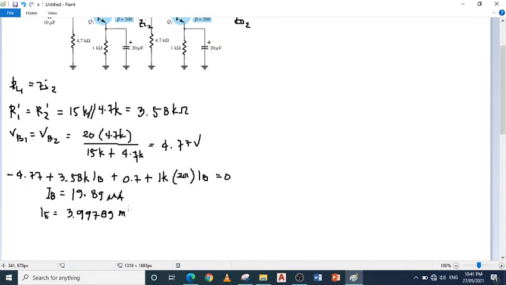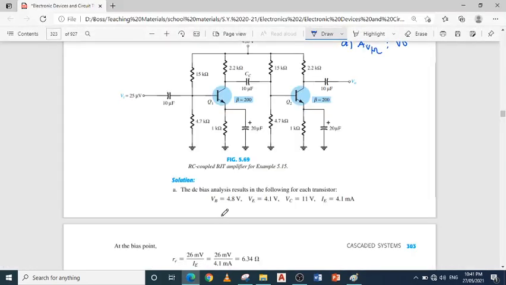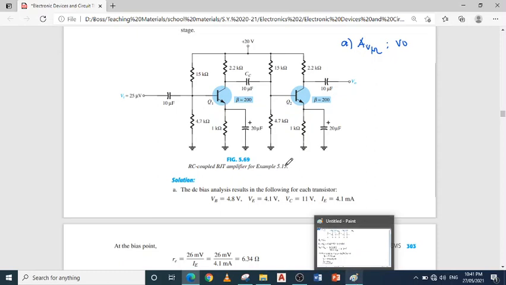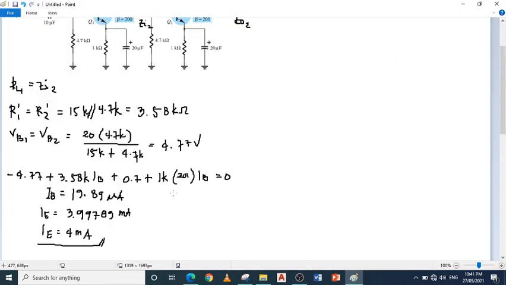3.99789 milliamperes. So approximate na lang. IE is approximately equal to 4 milliamperes. Okay, so try nga natin. Ayun, so IE is 4.01 dito. Siguro exact values ang mga ginamit niya rito, kaya ganito, okay? So as you can see naman, puro mga rounded yung ginamit natin. So definitely may discrepancy talaga, okay?